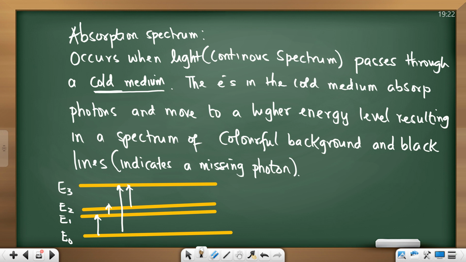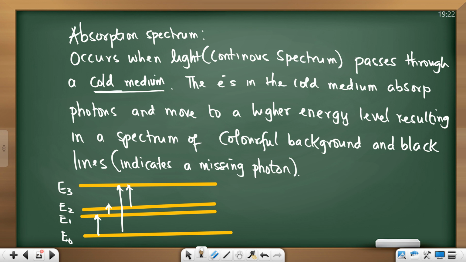Okay, so that is you absorbing. Is that okay? Absorb. The energy level goes up, it increases. And what do you see? Guys, you are going to see a colorful background. I think I can quickly show you what it looks like.